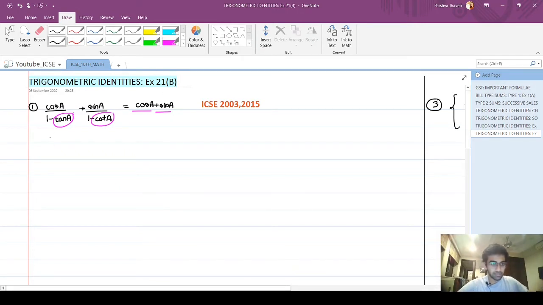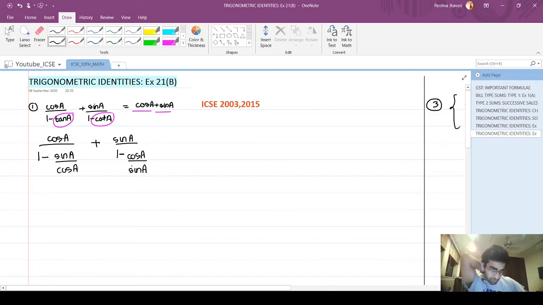So this is what it will look like. I'll take my LHS. I'll write cos A upon 1 minus sine A by cos A, plus sine A upon 1 minus cos A by sine A. Please don't make a mistake here. Cot is cos by sine, tan is sine by cos. Now I'll take the LCM in the denominator side.